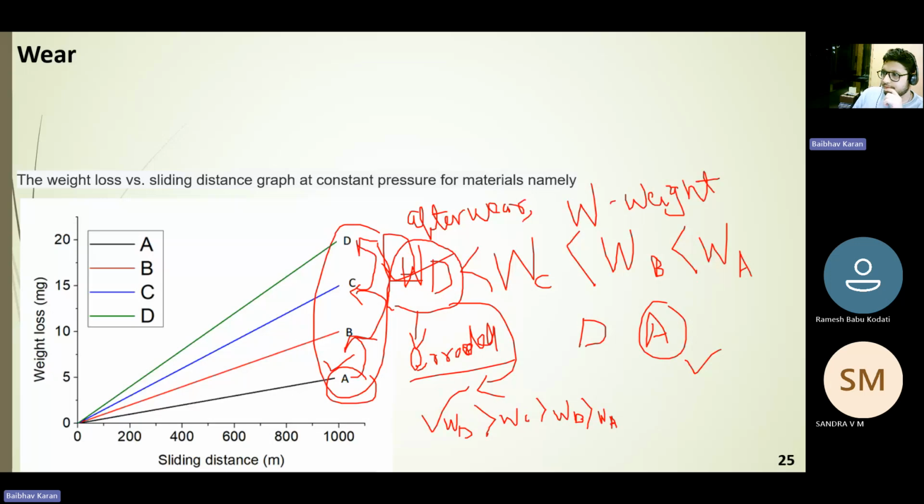Did you get the question? So this weight loss versus time, or weight loss versus sliding distance, determines the value of wear resistance, or determines how much of the sample is wearing out or not. Did you get it? Okay. Let's go to the next one.